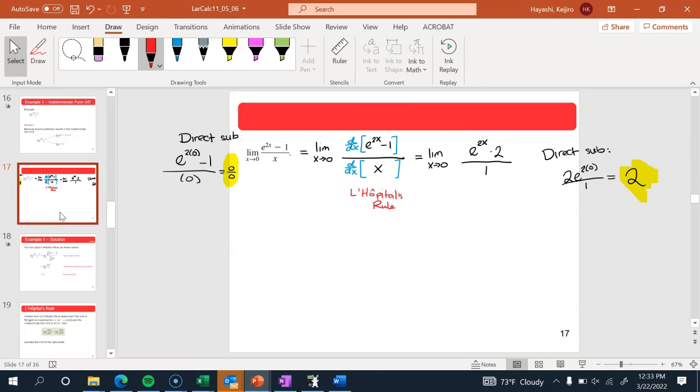So here's where we were. Right. So the limit of this one that was not algebraically manipulable is 2.